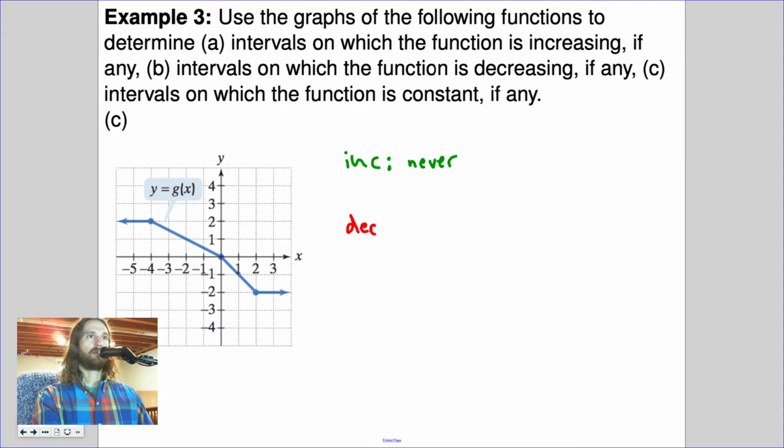Where is it decreasing? Well, we're biking downhill from here all the way up to 2. So we're biking downhill from -4 to 2. Now, do I use square brackets or parentheses here? For increasing, decreasing, it's hard to say what's happening at this point because it's constant on this side and decreasing on that side. Since it's kind of this bend in the curve, we're just going to use parentheses like so. You always just use parentheses for increasing, decreasing.